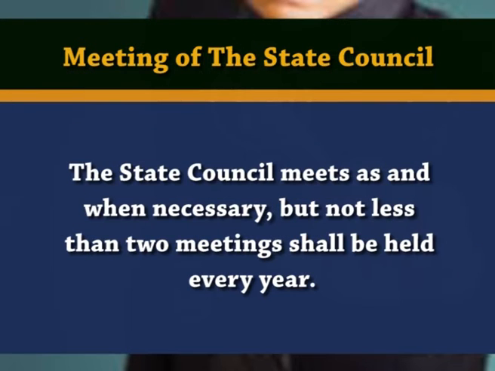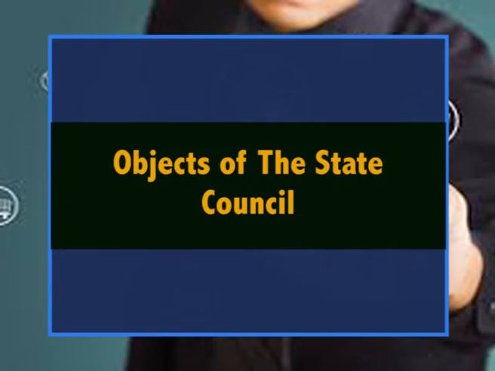The State Council meets as and when necessary, but not less than 2 meetings shall be held every year. However, it meets at such time and place as the chairman thinks fit and shall observe such procedure as prescribed by the state government.